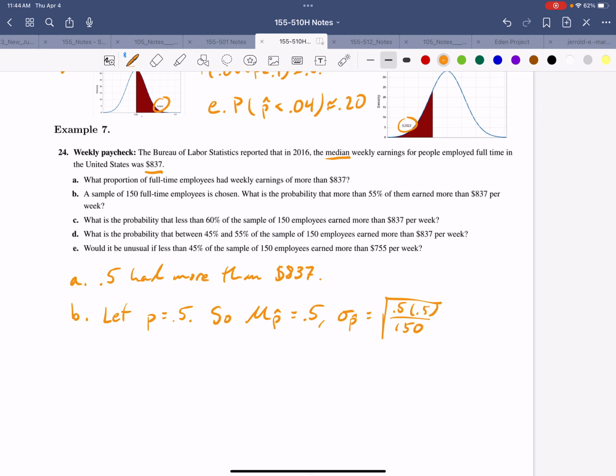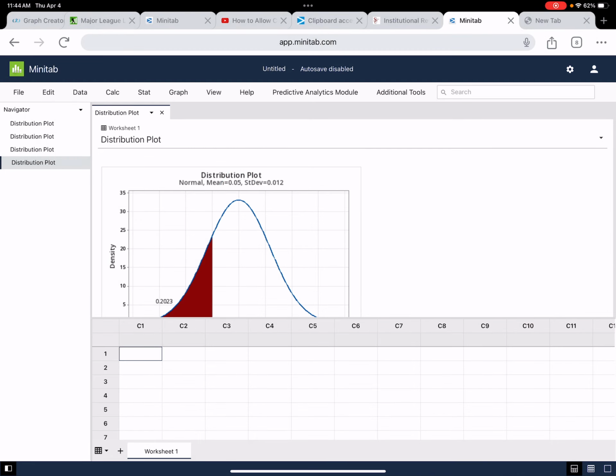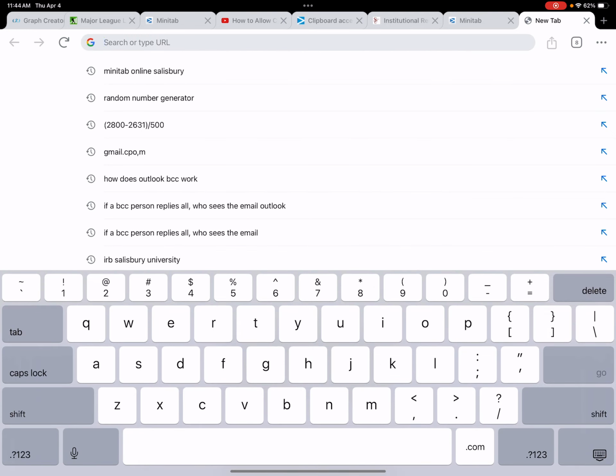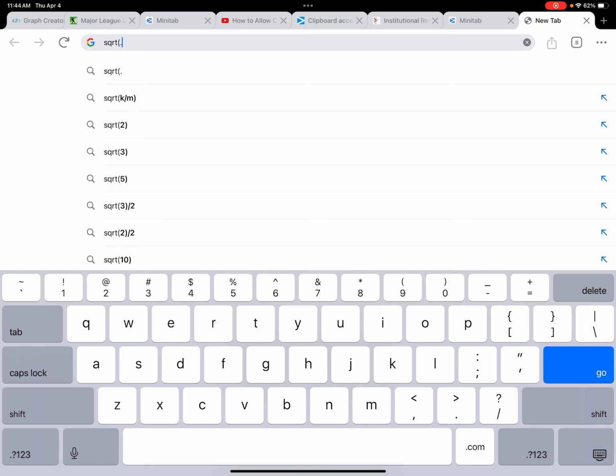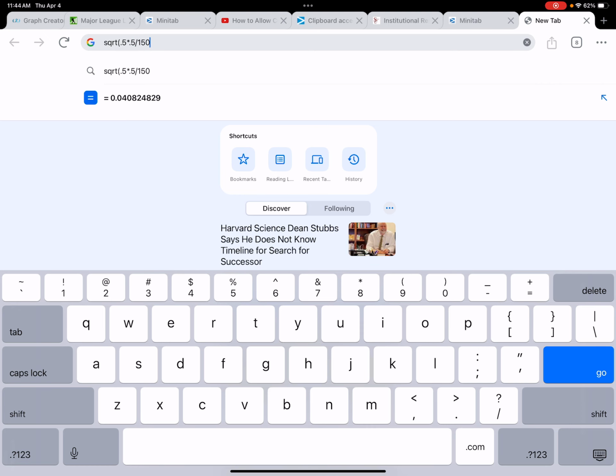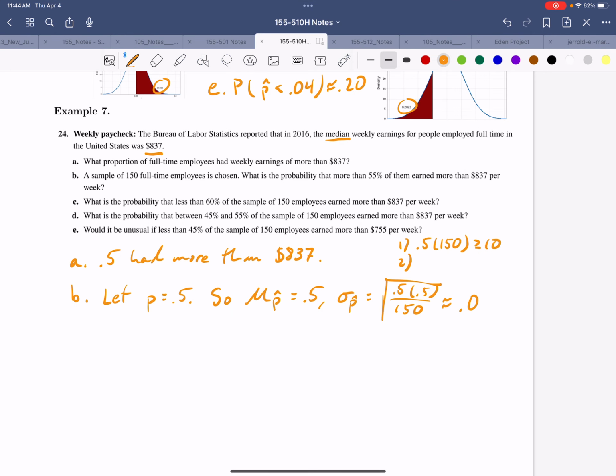Actually, before we even do that, we should check that 0.5 times 150 is greater than or equal to 10. And the same thing is true for 1 minus p. Okay. So anyway, what's this approximately equal to? Well, let's take a look. The square root of 0.5 times 0.5 divided by 150 is 0.041. I'll say 0.04.